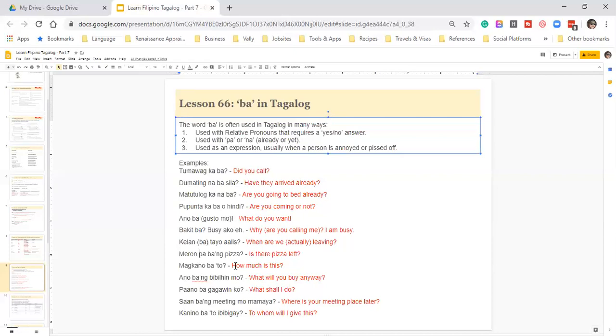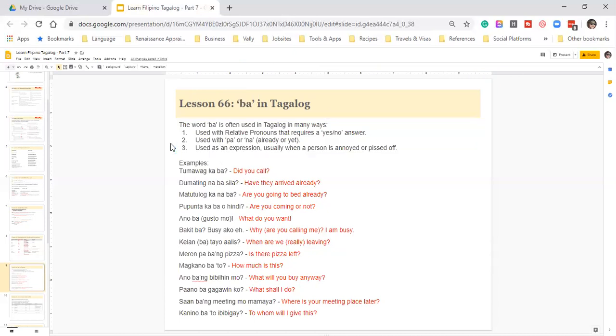What else? Magkano ba to? How much? The answer to that question isn't yes or no. The answer is information, right? But the "ba" there is like the word "actually" or "really." When are we really leaving? It mostly doesn't change yes or no, it's at the end. So this falls under number three, used as an expression.